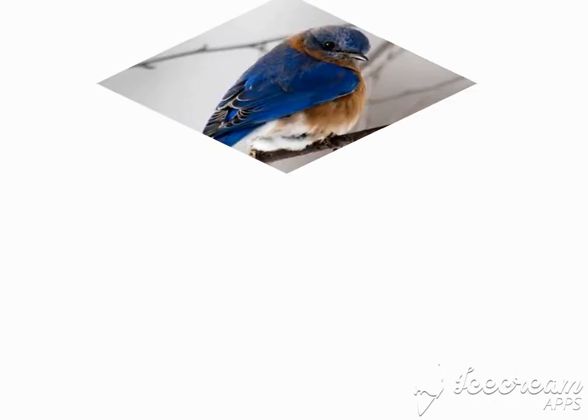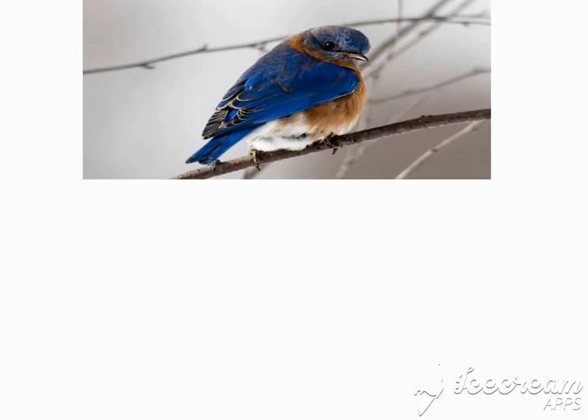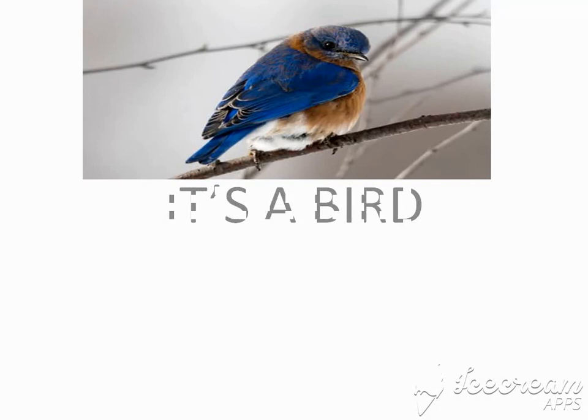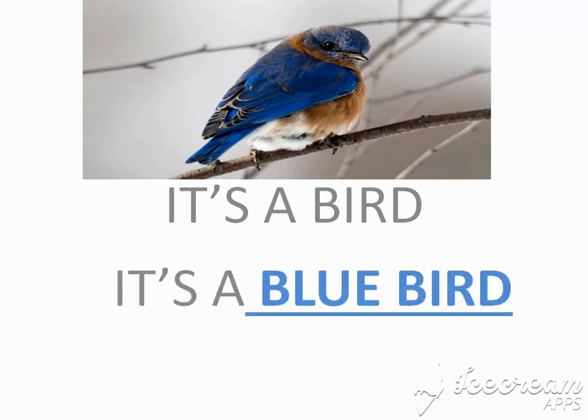In the next example, we have a bird, so it's a bird. But we can use other adjectives to describe this bird. For example, the color of the bird or the size of the bird. So let's describe the color of the bird. The bird, of course, is blue, so it's a blue bird. As you can see, the adjective blue is placed after the article a and before the noun bird.